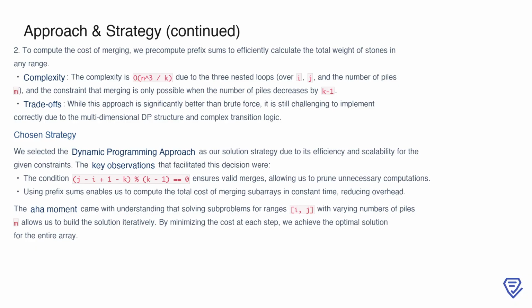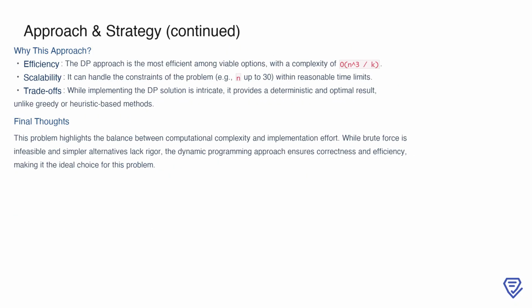By leveraging key observations, such as pruning invalid merges using the condition (j - i + 1 - m) % (k-1) == 0, and pre-computing prefix sums for constant time cost calculations, we can focus on solving subproblems efficiently. This allowed us to iteratively minimize the cost for ranges i, j, with varying numbers of piles m, ultimately leading to the optimal solution for the entire array. The dynamic programming approach stands out as the most efficient and scalable solution for this problem.